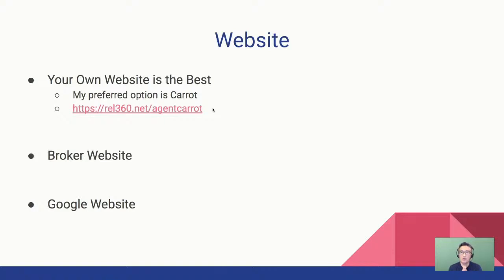Next, your own website. When you are setting up your Google My Business listing, you may not have a website yet. For those agents or investors, you may have a business, or you're a new agent or a new investor, and you don't have a website. I think a website is essential and central to your business. My preference, as an investor and agent, is using Carrot.